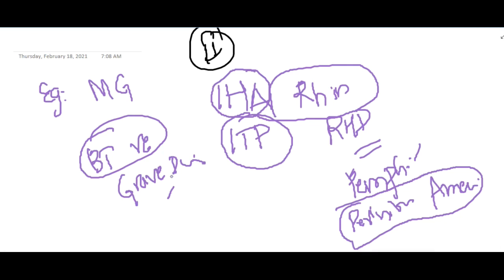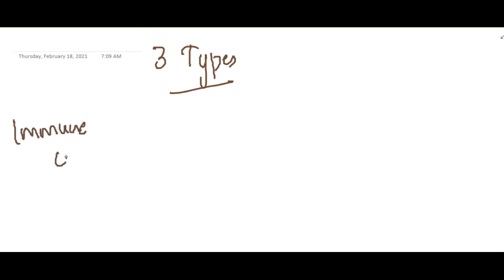Now type 2 hypersensitivity reaction is mainly of three types. We have three types of type 2 hypersensitivity reaction, which are mainly immune complex formation. It has three phases actually.